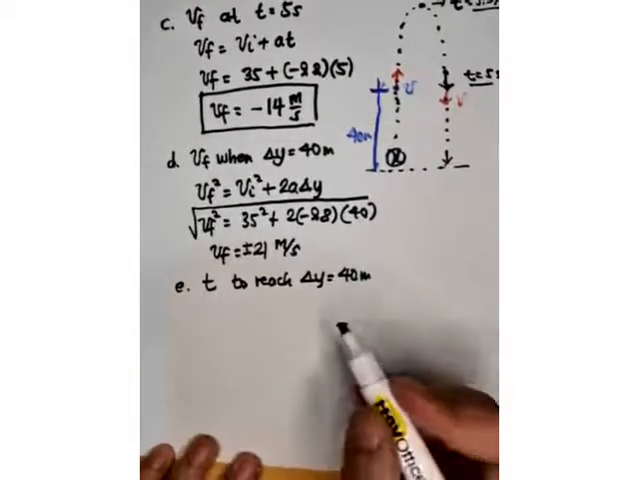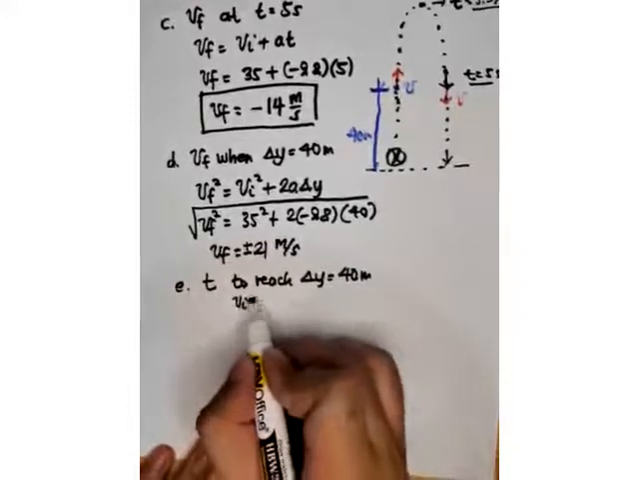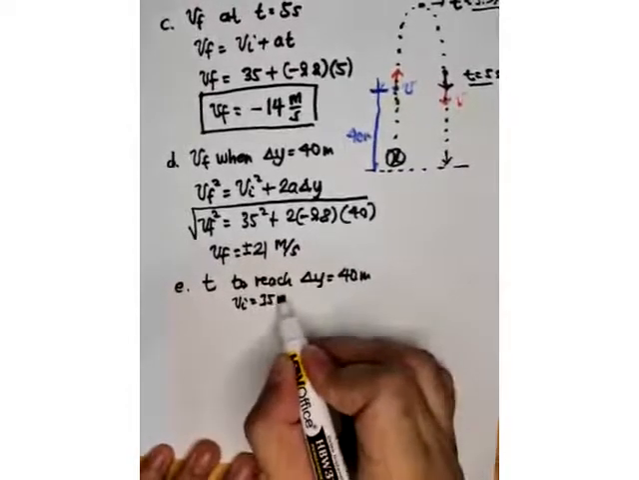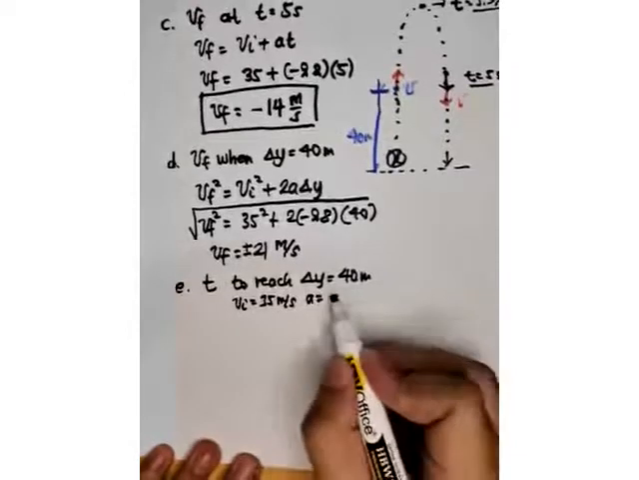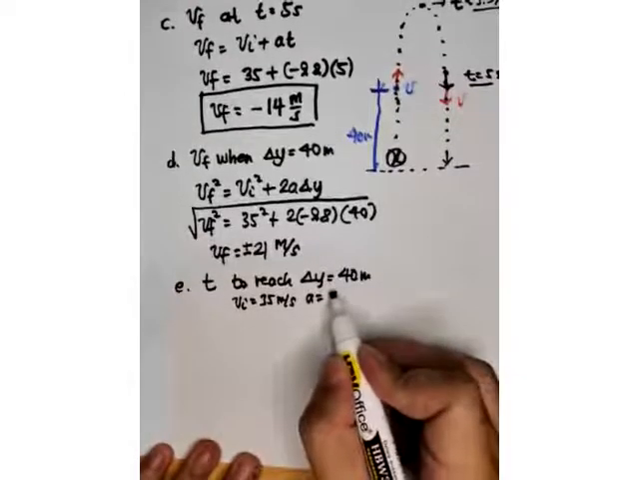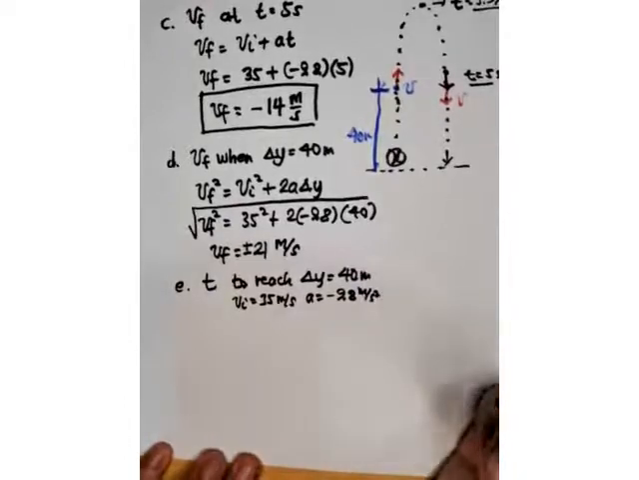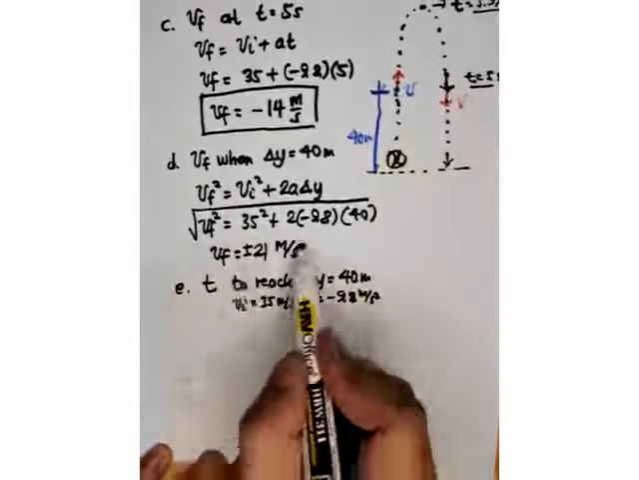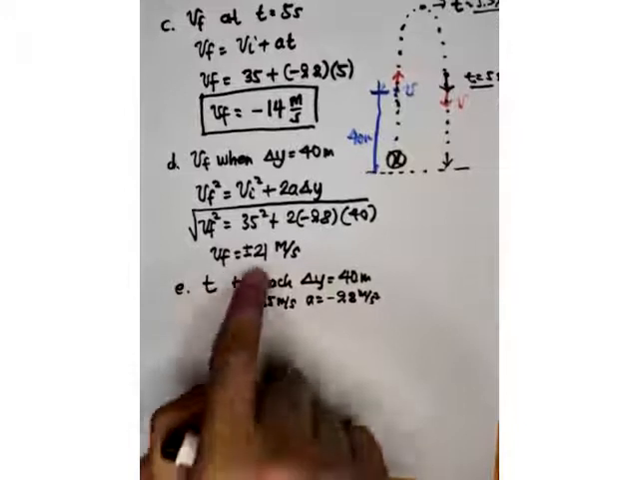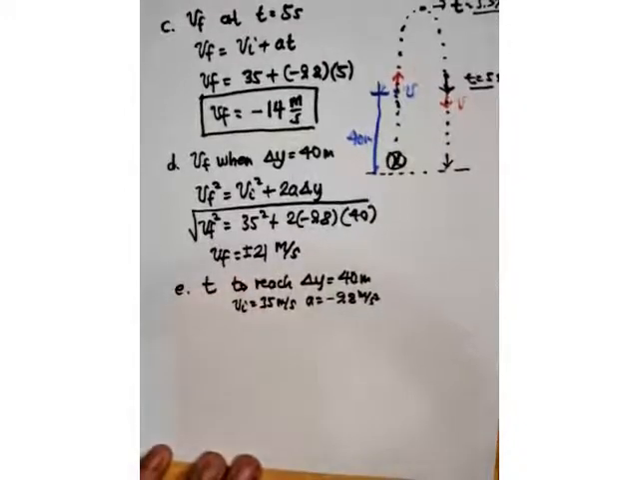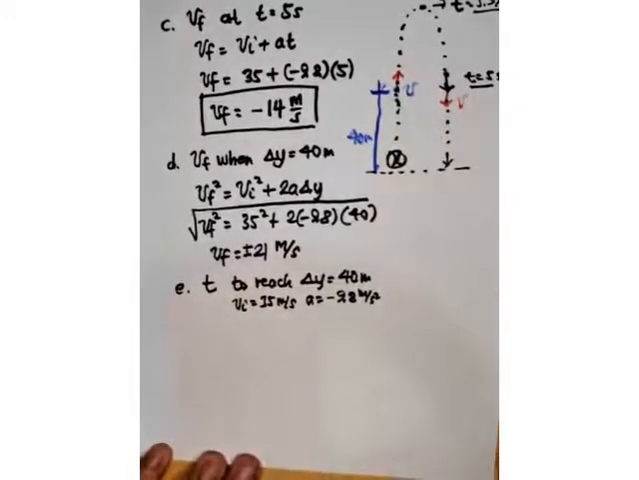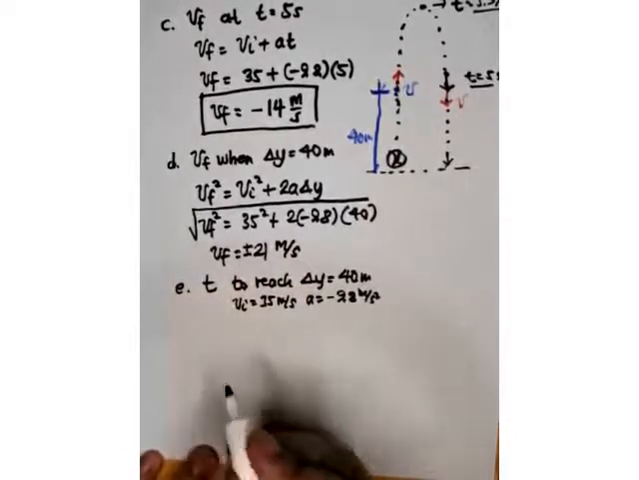So anong formulang gagamitin natin? Ang alam lang natin ay initial velocity na 35 meters per second, acceleration na negative 9.8 meters per second squared. Hindi natin alam yung final velocity. Ito lang alam natin. So, yun lang formula gagamitin natin.